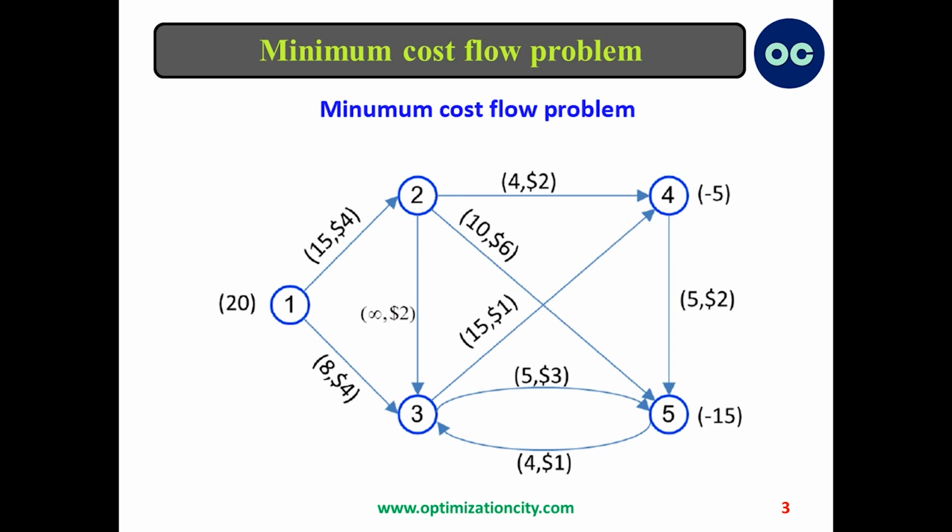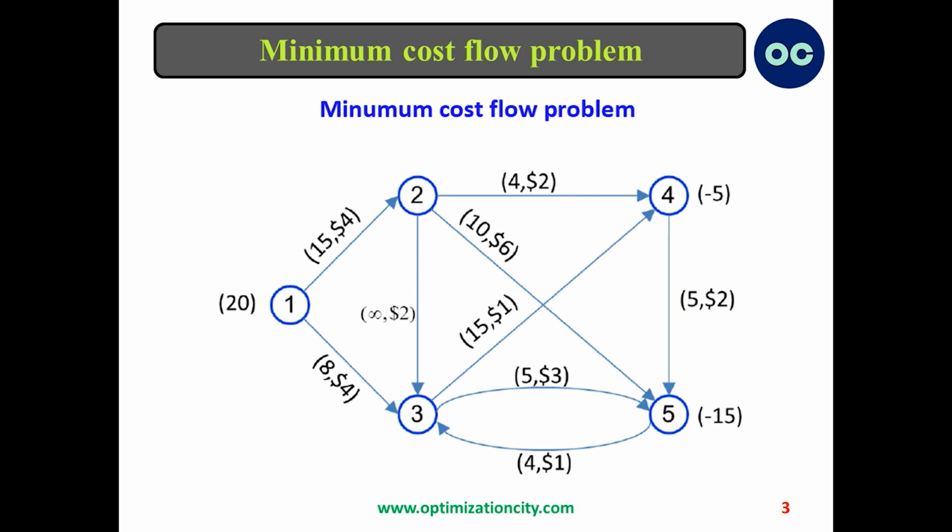However, there are limits on how much can be transported on each transportation line. Here we have 4 for transporting the goods from 2 to 4. The objective is to minimize the cost of transportation of the product while meeting the demand. $2 is the transportation cost per unit of transport.